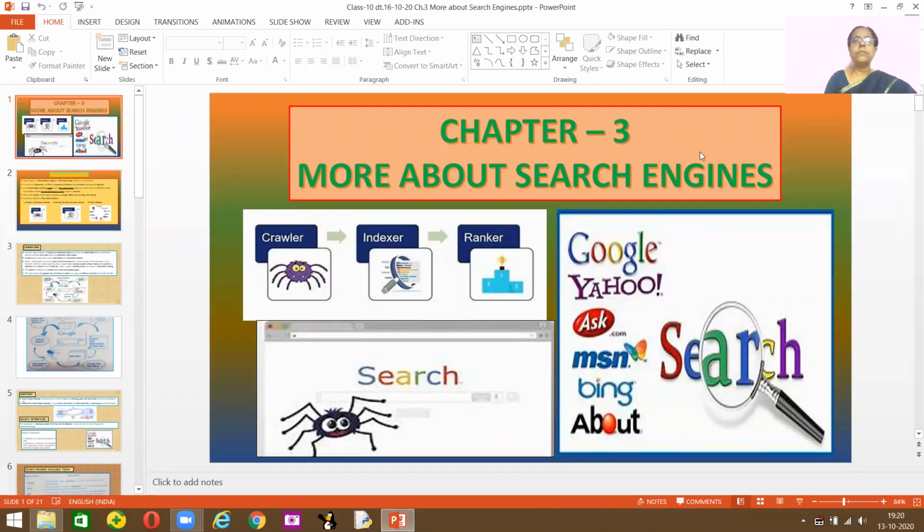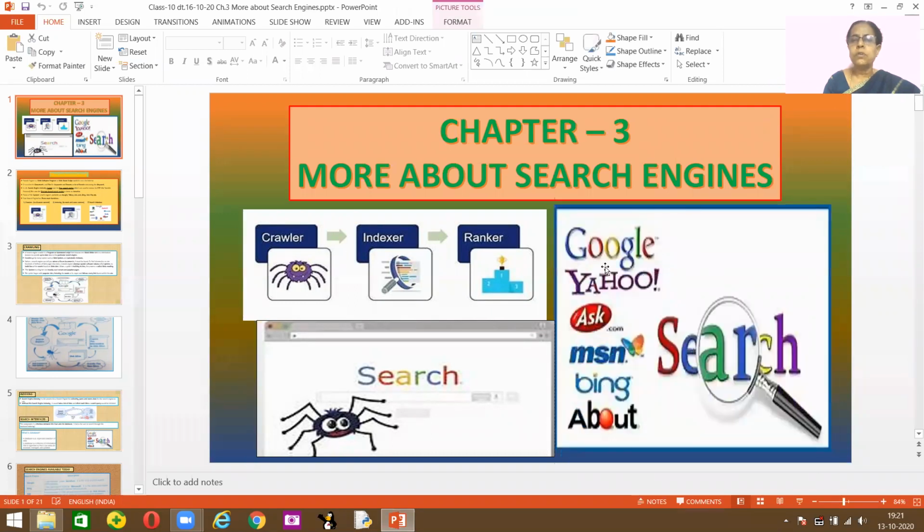Yes, this is your third chapter, more about search engines. You can see here, these are some of the functions of the search engine: the crawlers, the indexers, and your interface. These are the search engines that you have: Google, Yahoo, Ask.com, and MSN, Bing. And this is where you search for your information. As you start typing a word, it gives you words that are connected to the keyword that you're typing, and it starts giving you all the predicted information that you are looking for.